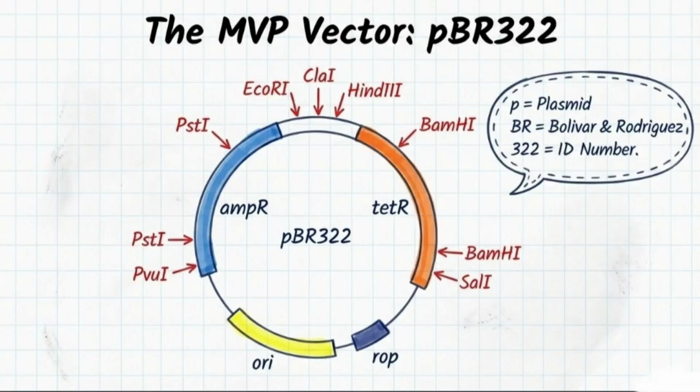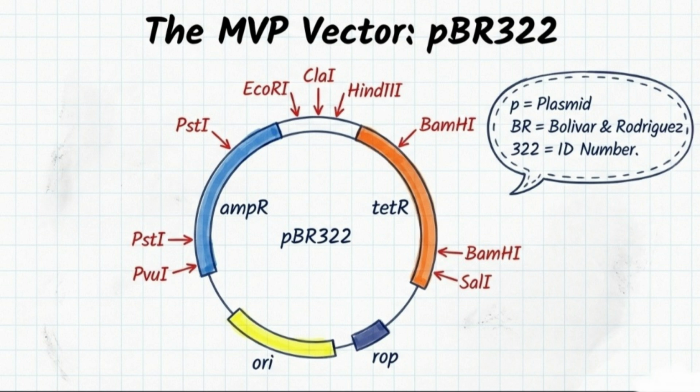and multiplying. Next topic: the MVP vector, pBR322. Here, P stands for plasmid, BR stands for Bolivar and Rodriguez, and 322 is the identification number. pBR322 is a circular plasmid vector. It contains two important antibiotic resistance genes, AmpR for ampicillin resistance, TetR for tetracycline resistance. These help in the selection of transformed bacteria. It also contains ORI, the origin of replication, which helps the plasmid replicate inside bacteria, and the ROP gene, which regulates plasmid copy number.